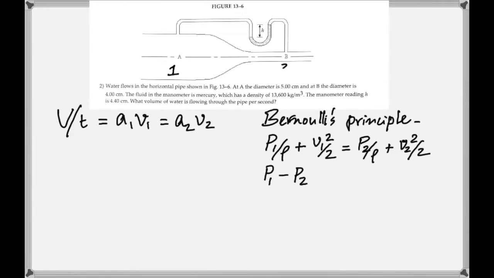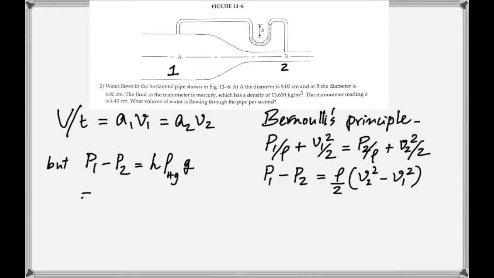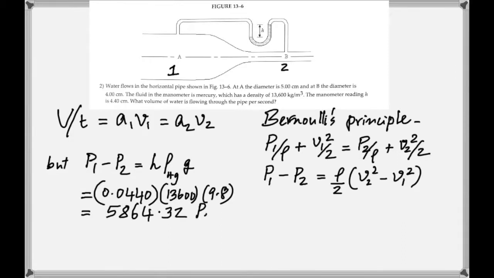So now make P1 minus P2 the subject, and I've labeled this 1 and 2. Why are we making P1 minus P2 the subject? Because the difference in height here can be used to find the difference in pressure. When you rearrange this, you get rho by 2 times (V2 squared minus V1 squared), and P1 minus P2 is H rho g. Here rho is the density of mercury, so that's 13,600 times 9.8, which gives you 5864.32 pascals. That's very important to know, the difference in pressure.